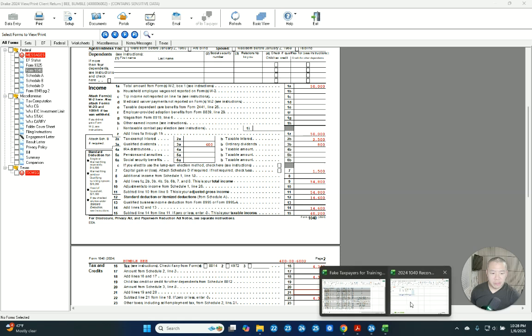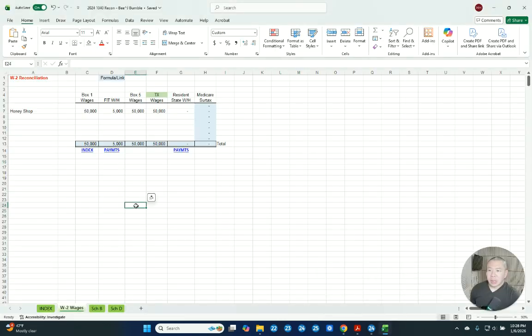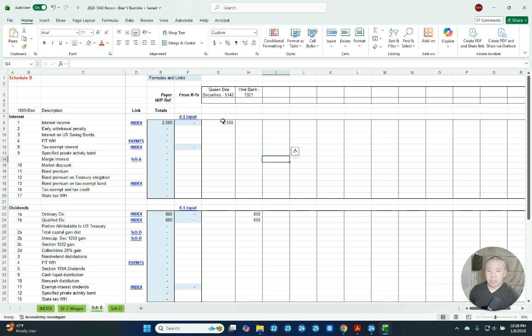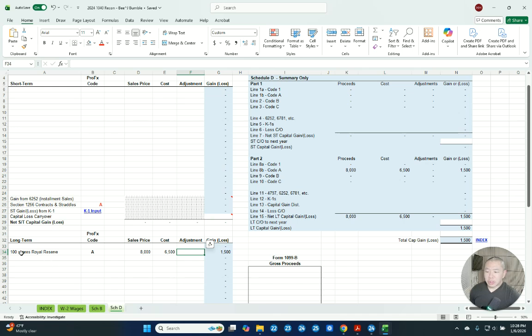And then for the 1040 reconciliation, this is something that I like to do. You don't have to do it. Here's the W-2s. Texas, pretty much the same thing. Interest income, dividends, long-term gains on this 100 shares. This is where the code is at.